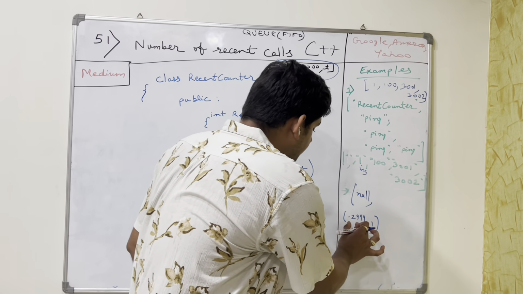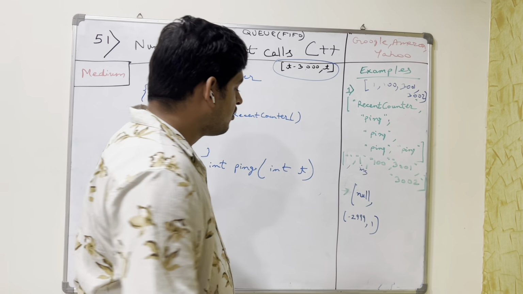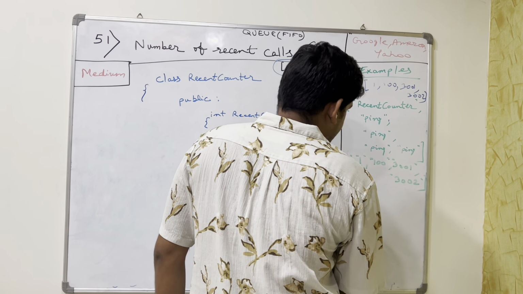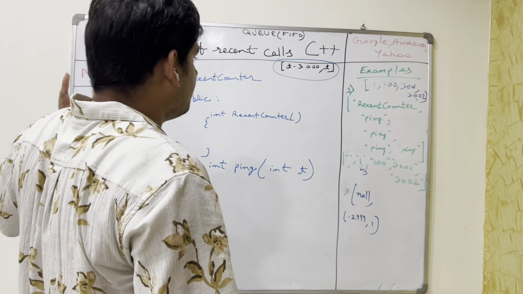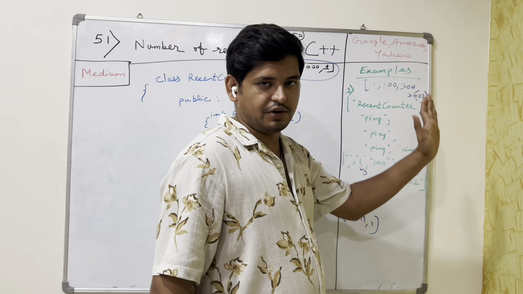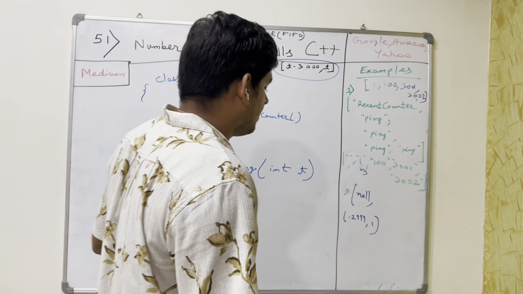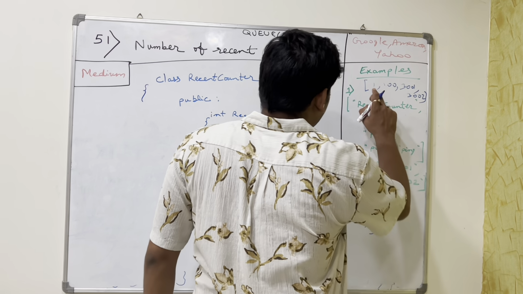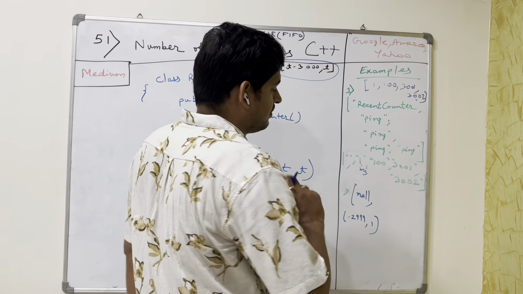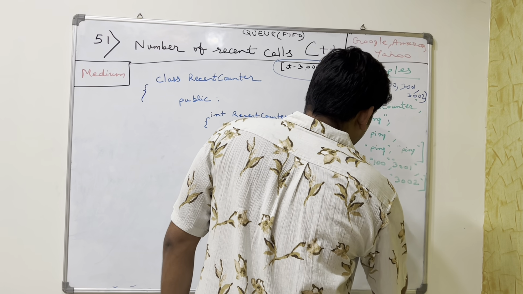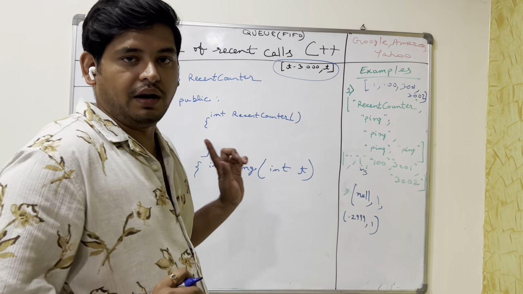We know that the time frame cannot be negative. Okay, so we have to find in 1 millisecond. This value is anyway not there. This is the least, so it will start always with the first value, right? So minus 2999, there is no point of going back, obviously. So in 1 millisecond, this is called one time, right? So the ping function would be returning 1.